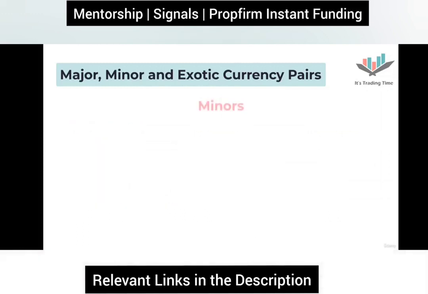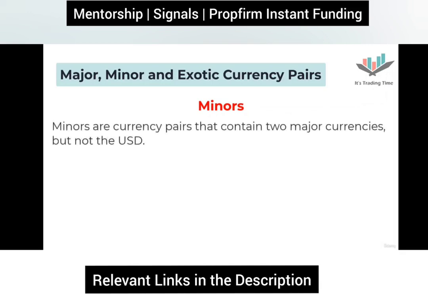But enough with major currency pairs, we also have minor currency pairs. Minors do not include the US dollar, but they include two other major currencies. They are also known as cross-currency pairs or simply crosses, and examples of minor currency pairs include Euro-Pound, or Pound against Japanese yen, or Australian dollar against Swiss franc, so any combination of two major currencies but not the US dollar.